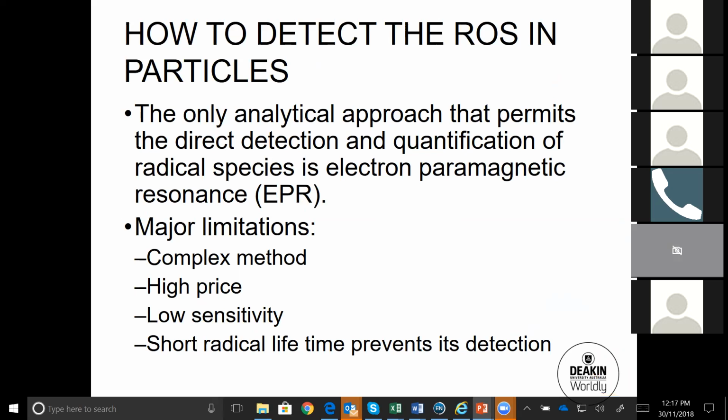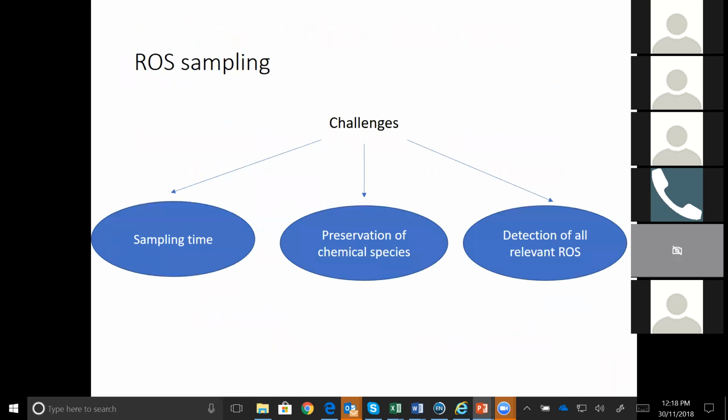This method has limitations as it is a very complex instrument, it's very expensive, the sensitivity is low, and short radical lifetime prevents its detection. And it can't be operated in the field, so it is pretty limited. And also, if you collect particles, let's say on filters, then the usage of EPR will be limited to those persistent free radicals with high lifetimes.